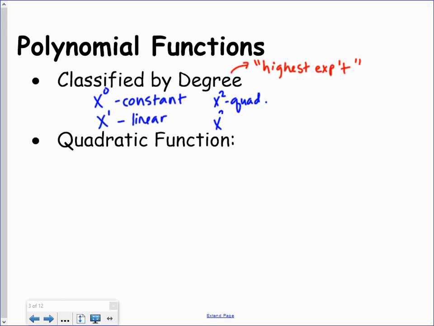X cubed is cubic. Anybody remember fourth or fifth? Quartic. And quintic. Oh my gosh, yep. Now, at some point, we stop naming them and we just say, sort of like Abby did, 6th degree, 7th degree, 8th degree, 9th degree. Remember you did that in geometry? Up to a certain point, you had like a decagon, dodecagon, and then you were just like 13-gon.